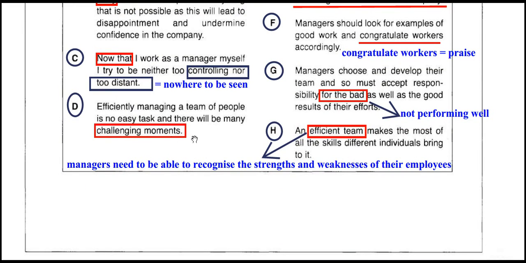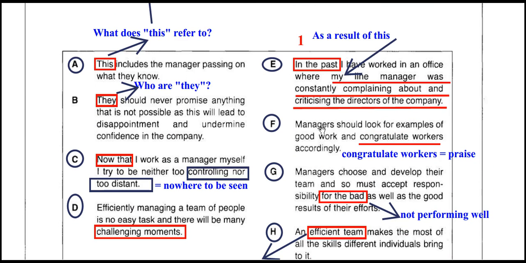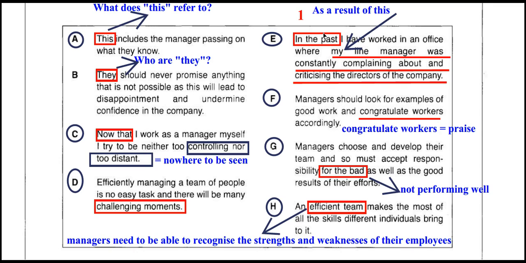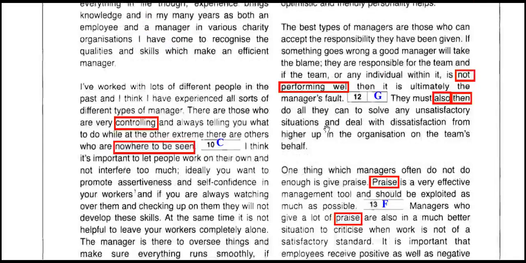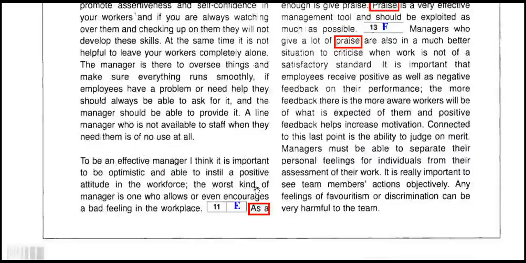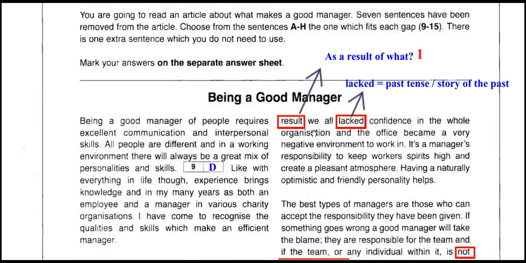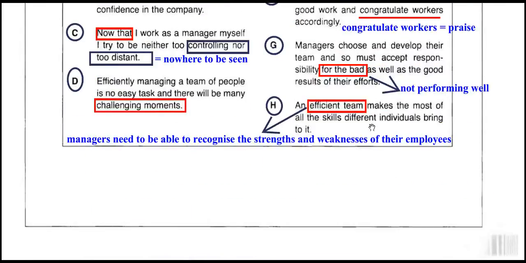Then we have, well, we don't have time to go over all of them today, but as you can see, you have a general idea how it works. So you have to look for this. For example, in here we have, as a result of what? See, we have this one in E. As a result, we all lack confidence. As a result of what? Right? As a result of, we have E.